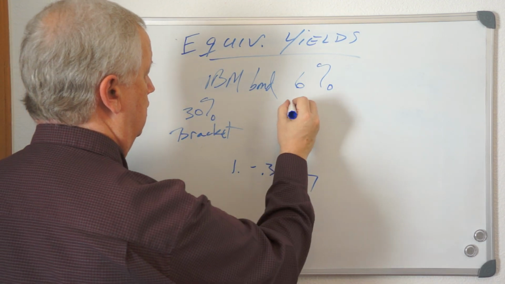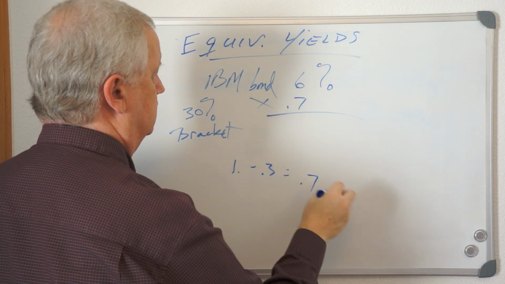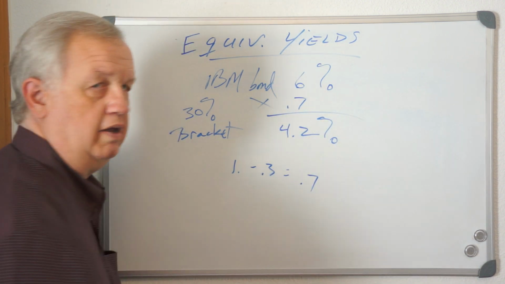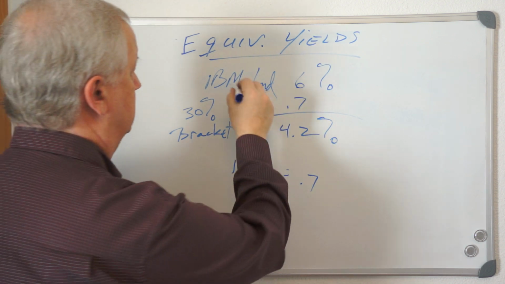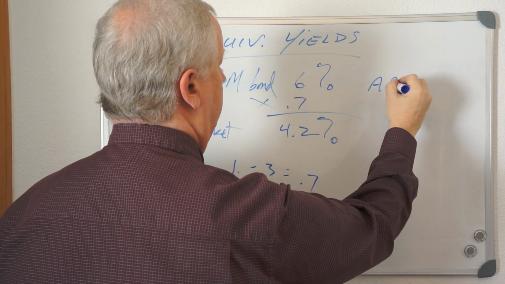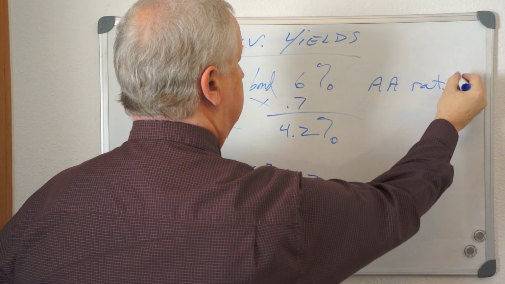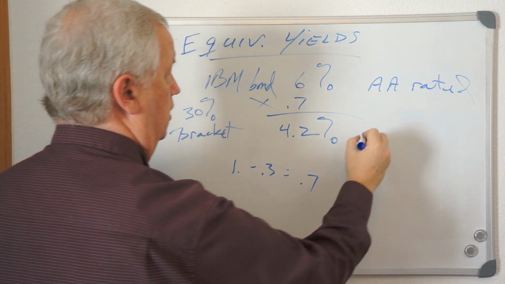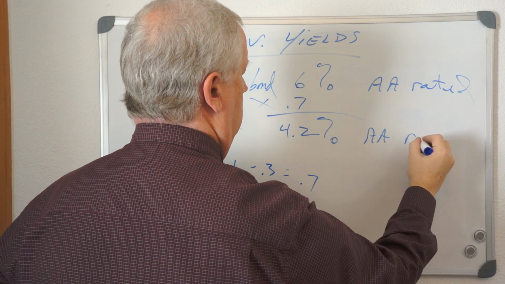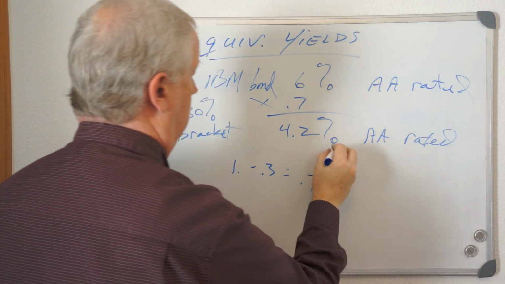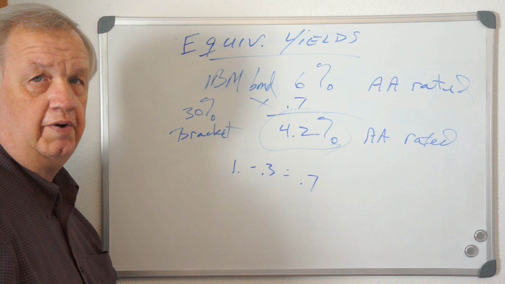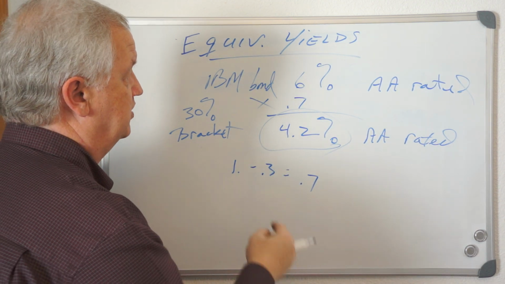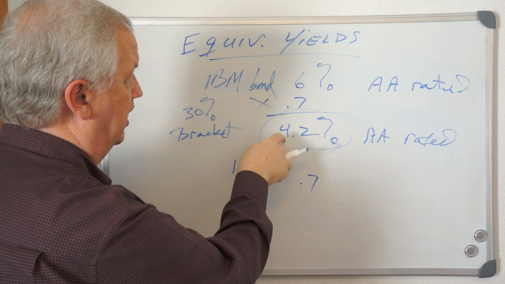You learned that. Multiply it. Okay? This is saying if I want to get something comparable, maybe this is AA rated, I need to look for an AA rated municipal bond that's tax-free at 4.2 or better. If I can find a AA rated municipal bond tax-free above that, I should buy the bond.